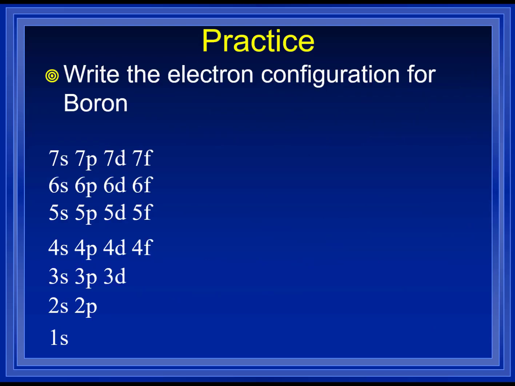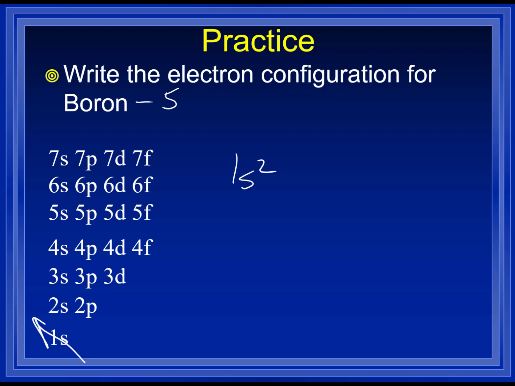So let's try a few. Let's write the electron configuration of boron. Boron's number 5. So I have to describe where 5 electrons are. And we can just follow the diagonal lines up the bottom. So the first line goes through 1s. So I write 1s. s's can hold 2. 1s2. I have described 2 electrons.